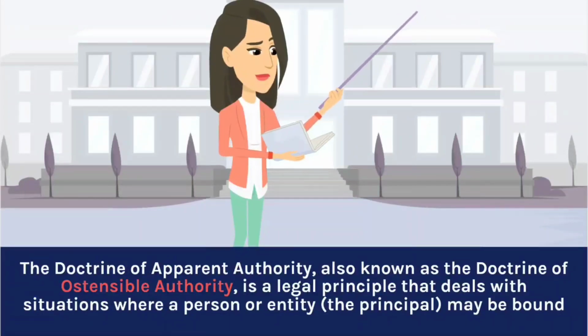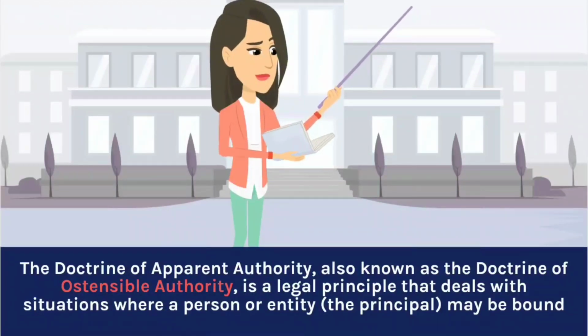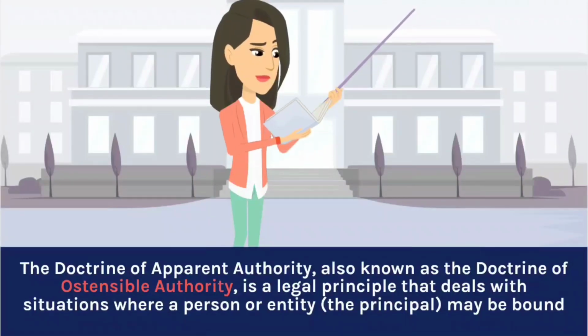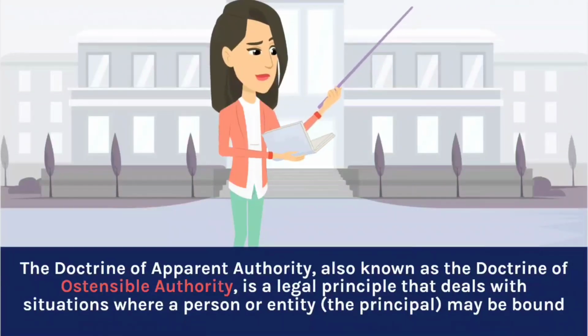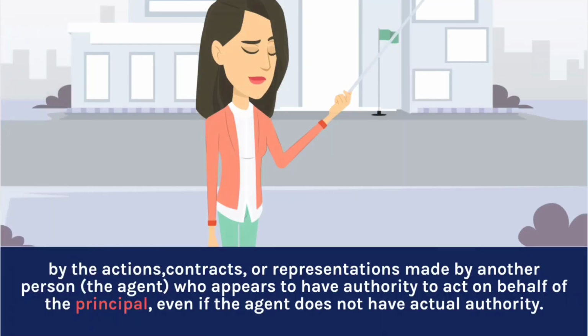The doctrine of apparent authority, also known as the doctrine of ostensible authority, is a legal principle that deals with situations where a person or entity, the principal, may be bound by the actions, contracts, or representations made by another person, the agent, who appears to have authority to act on behalf of the principal, even if the agent does not have actual authority.